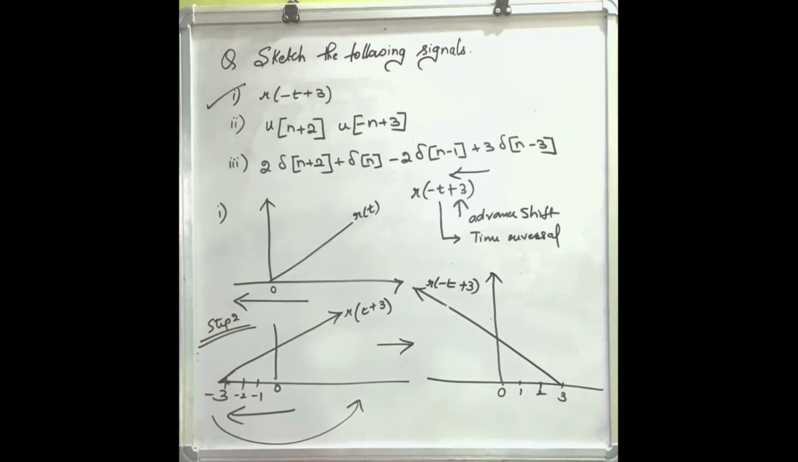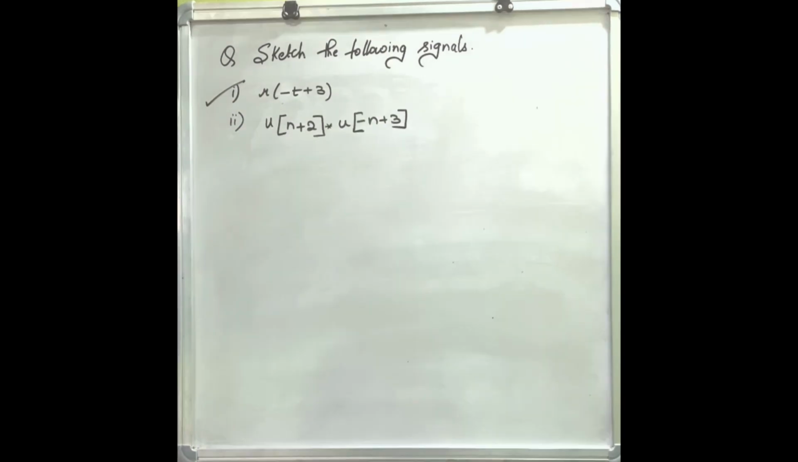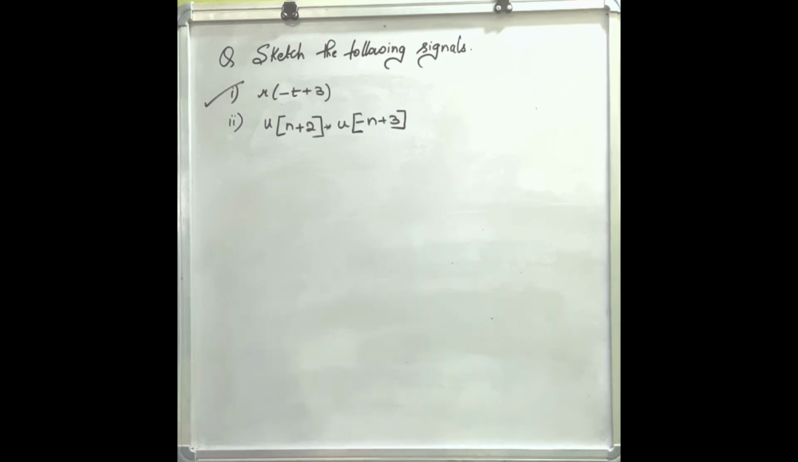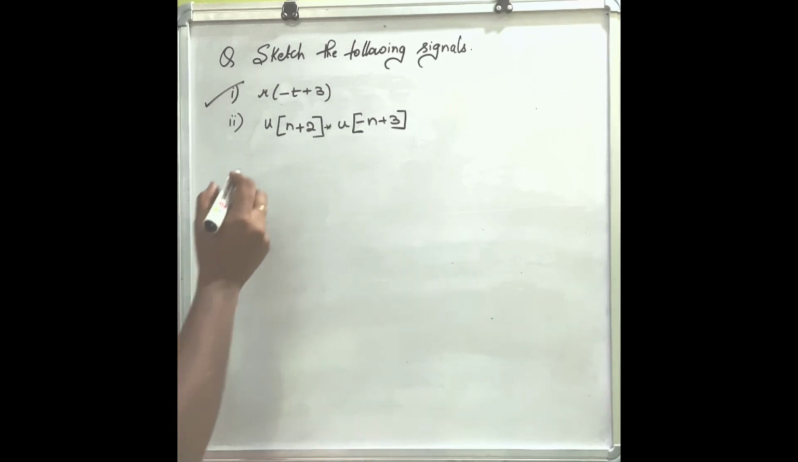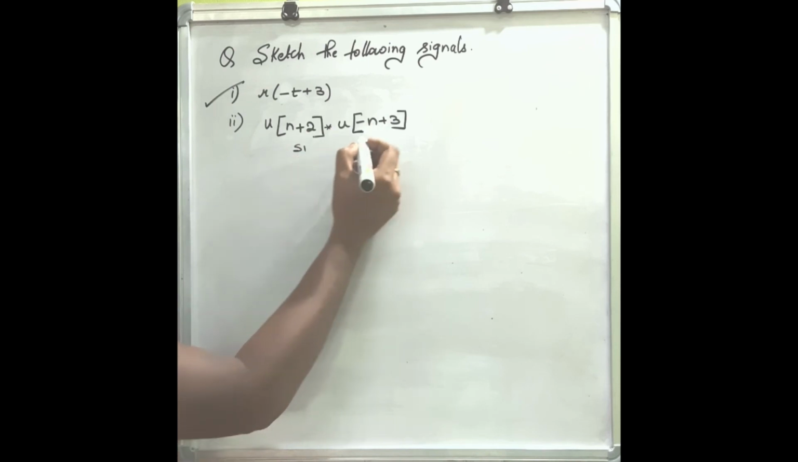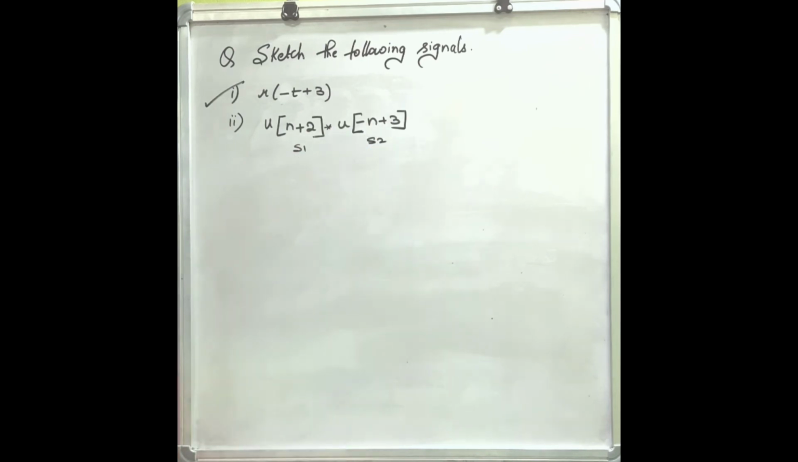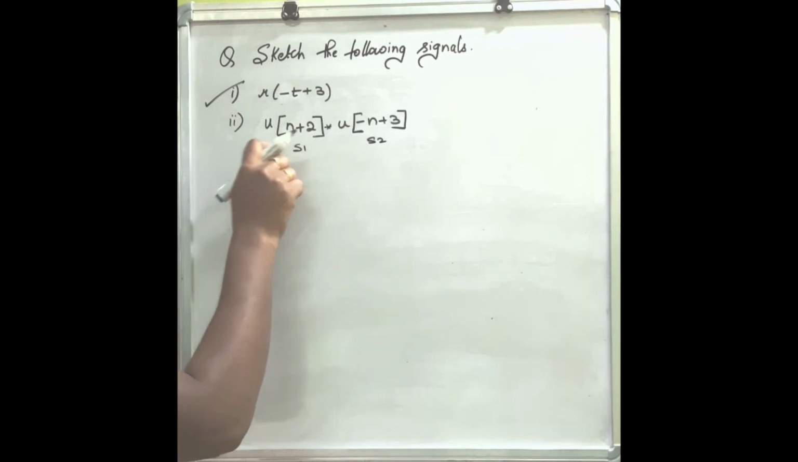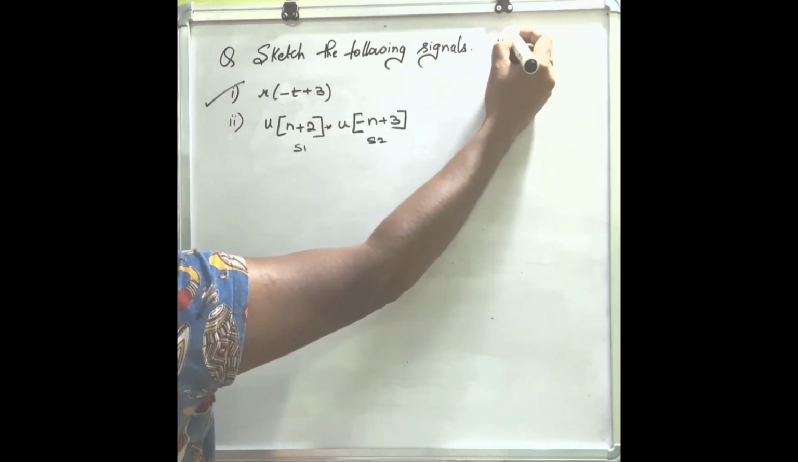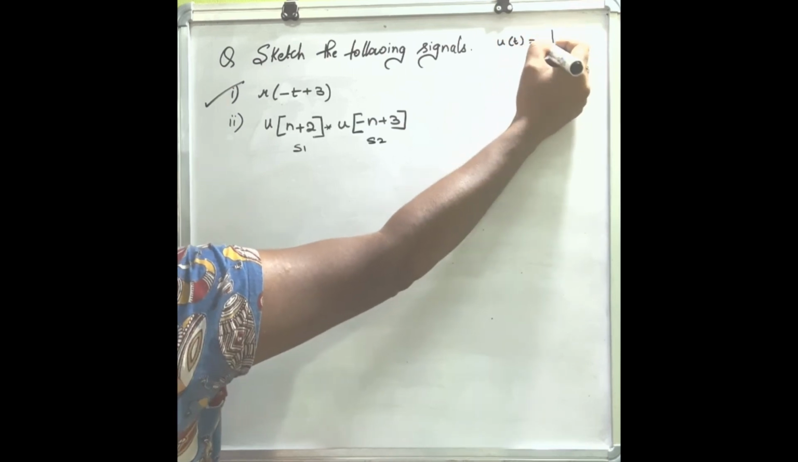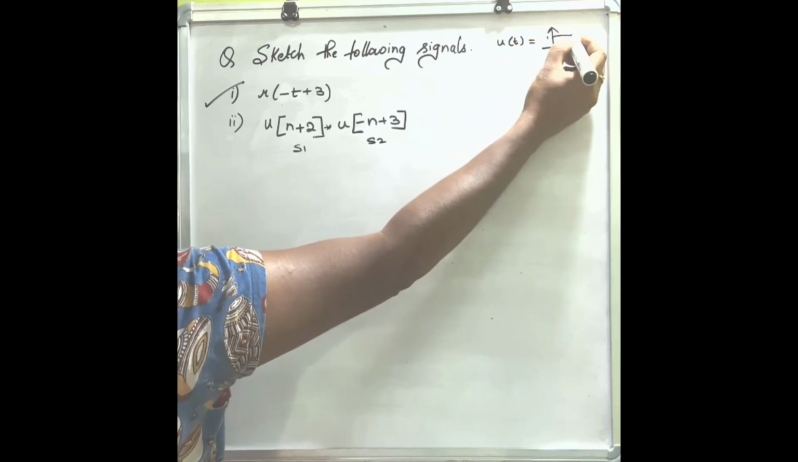Let's do the second problem. The second problem: u of n plus 2 into u of minus n plus 3. Here two signals are considered, S1 and S2. When you multiply, you will get the full signal u of n plus 2 into u of minus n plus 3. So when I say u of n, you know u of t is the unit step function. You draw it like this.